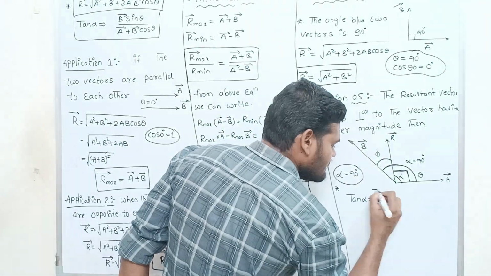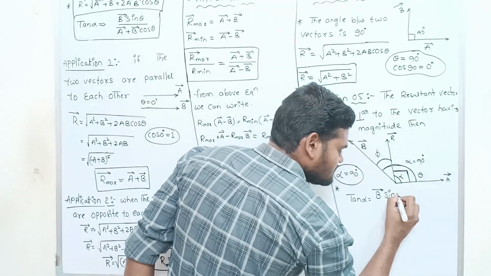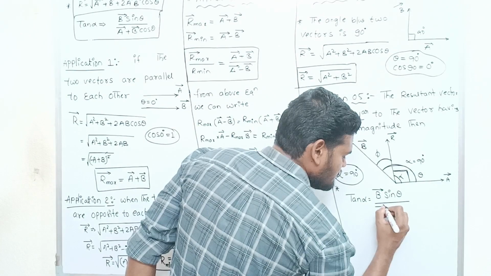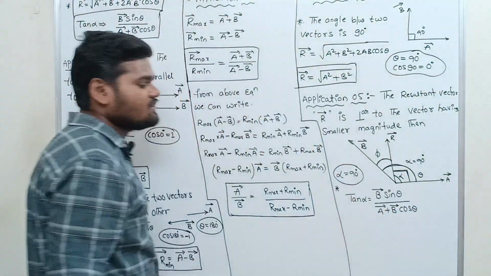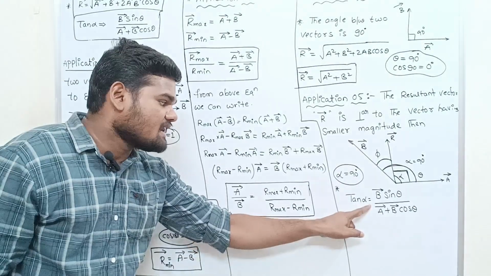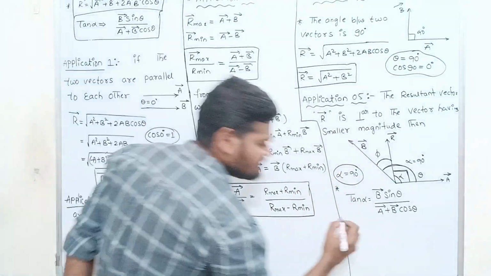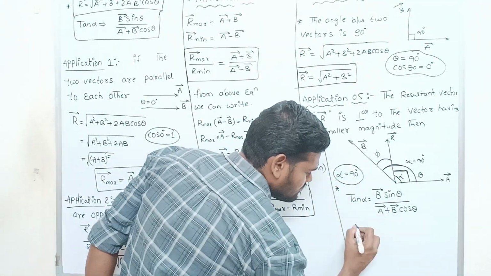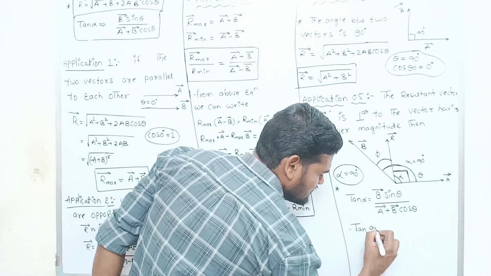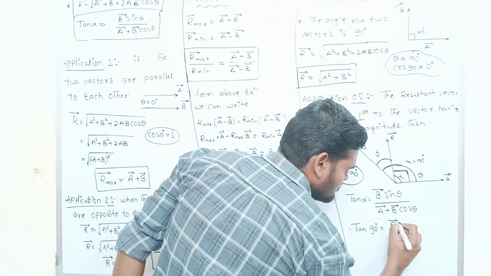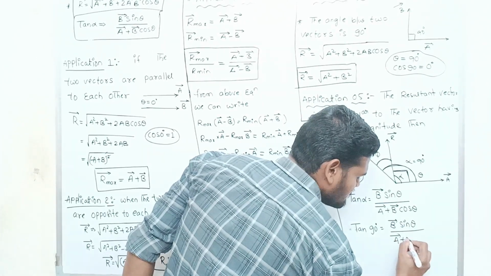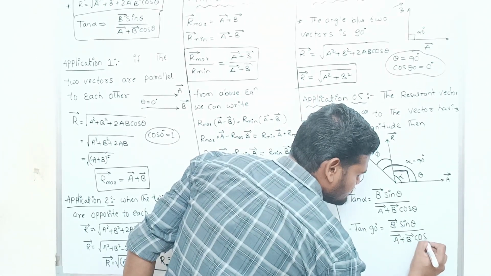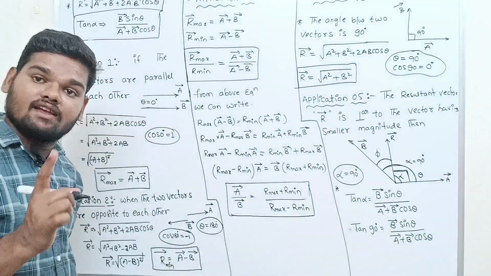Tan alpha is equal to b bar sin theta divided by a bar plus b bar cos theta. What is alpha here? 90 degrees. So tan 90 degrees is equal to b bar sin theta divided by a bar plus b bar cos theta. Are you getting any doubts?